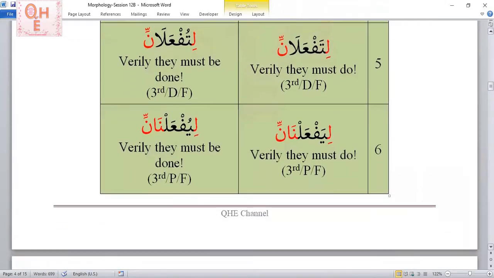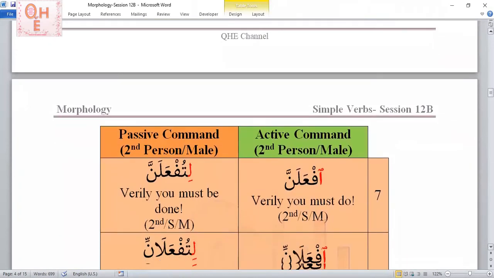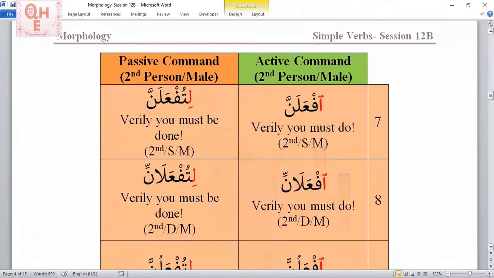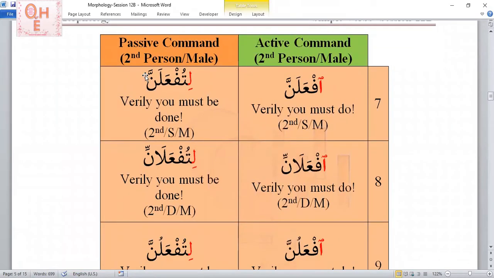Okay, now let's look into the second person male chart. For the second person in active command, we know lam kasra doesn't come at the beginning. Instead, we have hamzatul wasl. So the first word for the active for the second person male, if'alanna, verily you must do. The second person singular male is the doer.